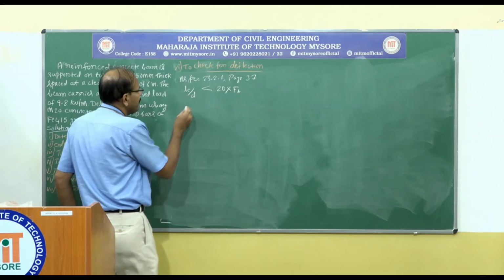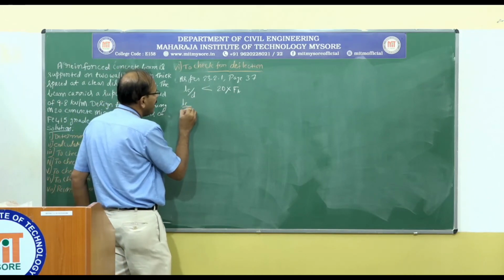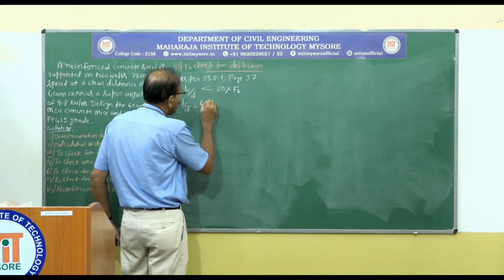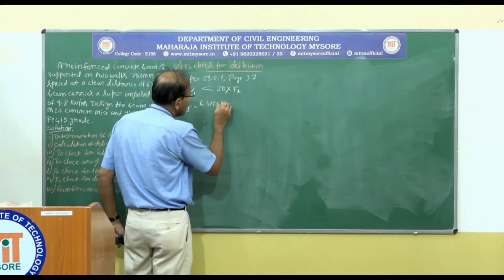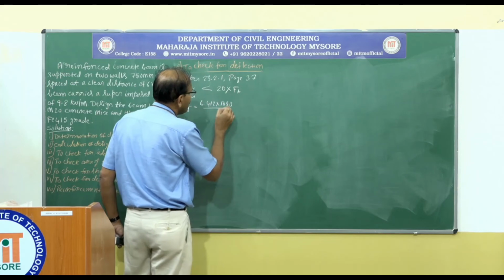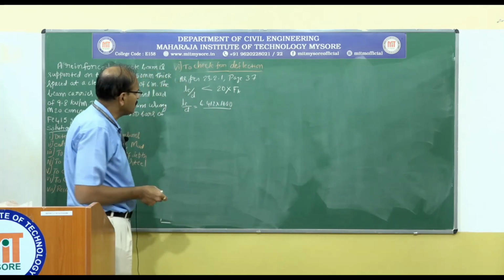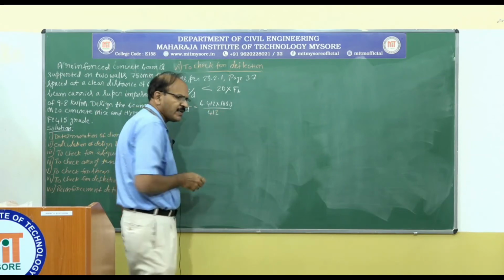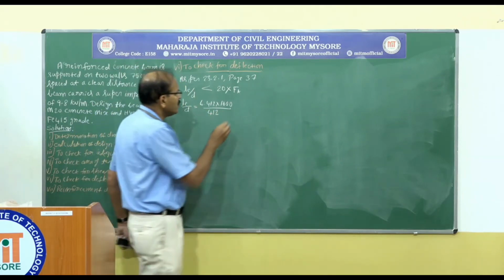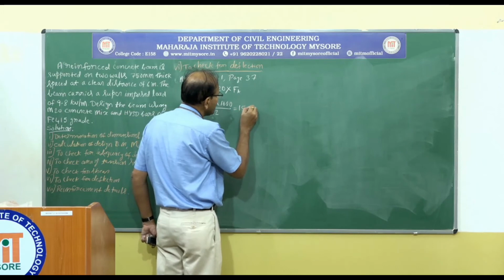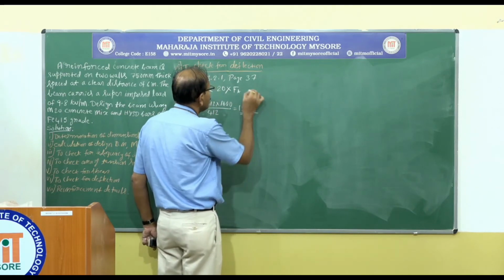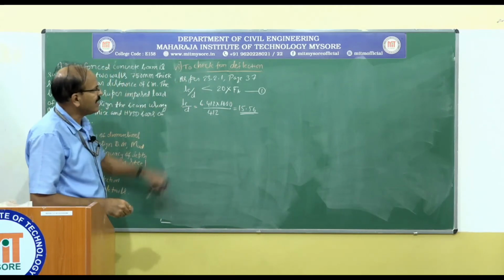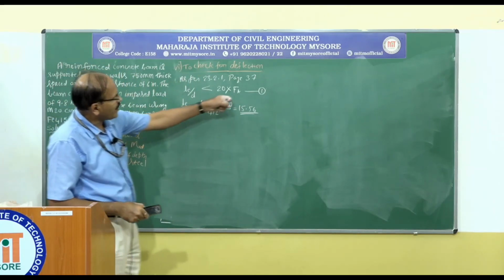So what is Le by D? Le by D equal to, so Le is 6.412, the effective span, multiplied by 1000, so it is in millimeter, and 412 is the effective depth provided. So that is equal to 15.56. I am going to call this equation 1. So Le by D is calculated. What is the next step?